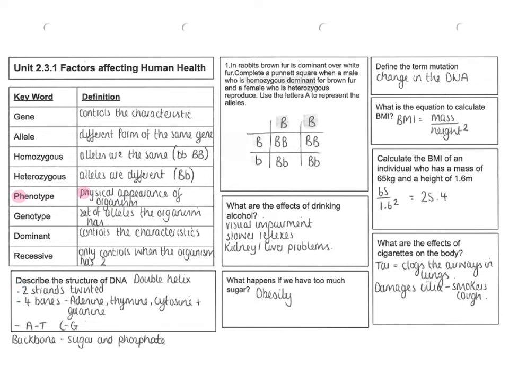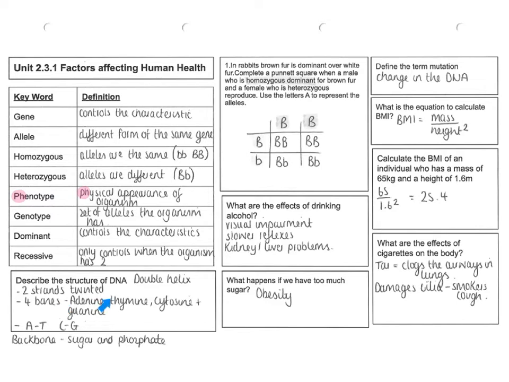Describe the structure of DNA. Well, it's a double helix, which means there are two strands twisted into that helix shape. We have four bases, and you need to know the names of the bases, and you have to be able to spell them correctly, so make sure that you do know them.